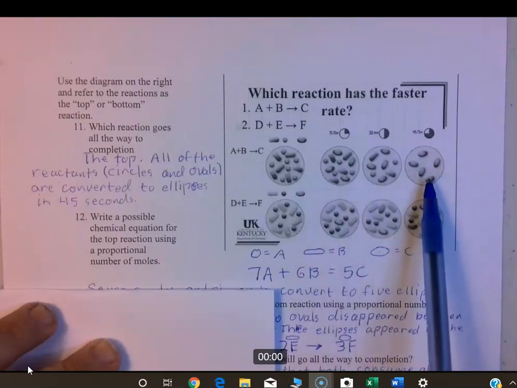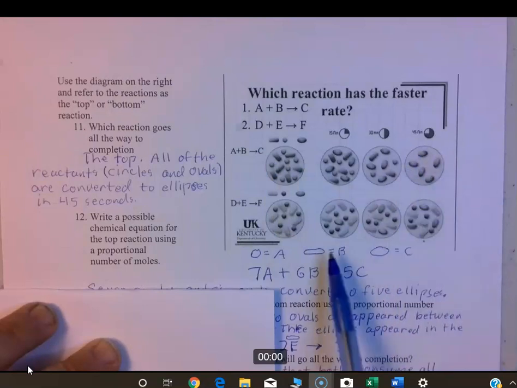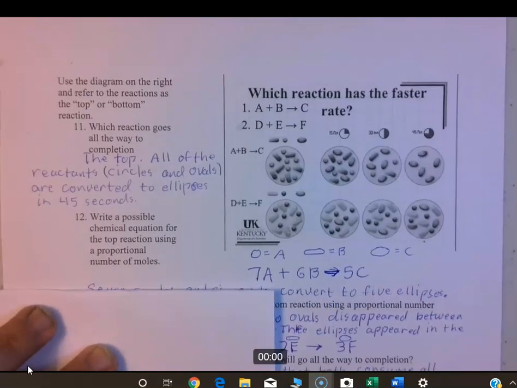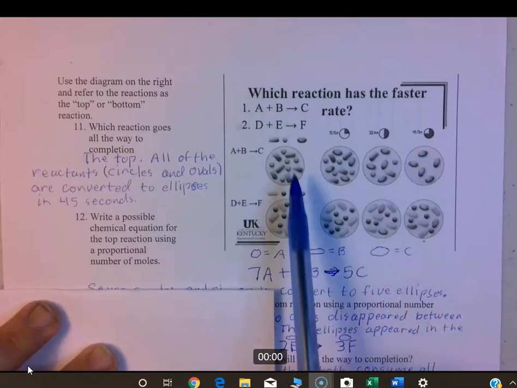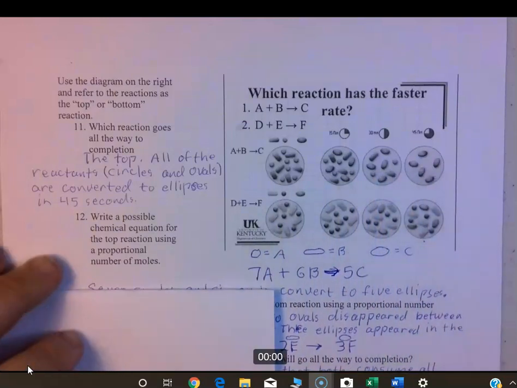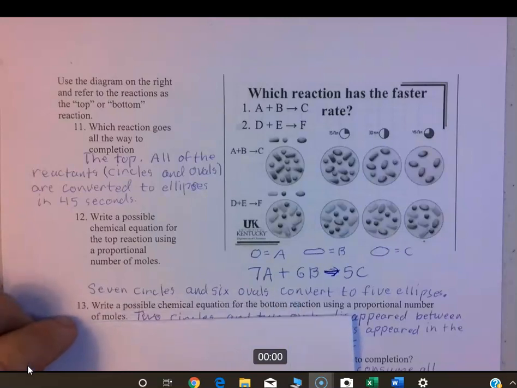And at the end of the reaction, we end up with 5 of the products. That would be C. 1, 2, 3, 4, 5. So 5C. And actually, it should be an arrow, not an equal sign, so let's change that. So that would be a possible chemical reaction. It could have been 14, 12, and 10. It could be any multiple of these numbers as long as it's proportional to the number that you have up here. So that's one possible chemical reaction for the top particulate diagram. So 7 circles and 6 ovals convert to 5 ellipses.